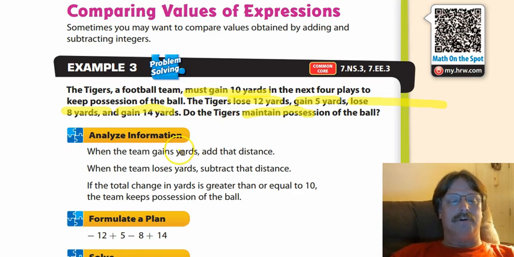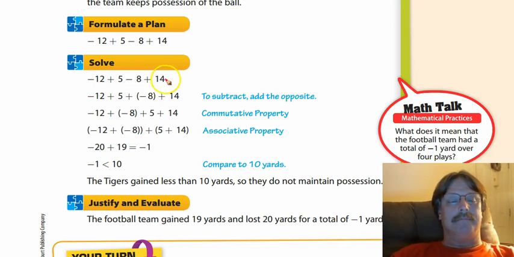So if we go through here, we've analyzed our information. We're now going to formulate our plan. We're going to write that expression. So we just take the information that we have highlighted, and we're going to lose 12. We gained 5, we lost 8, and we gained 14. What the book shows you here is how to take the negative 8, where we lost the 8, and we use the additive inverse, and we come up with a negative 8.